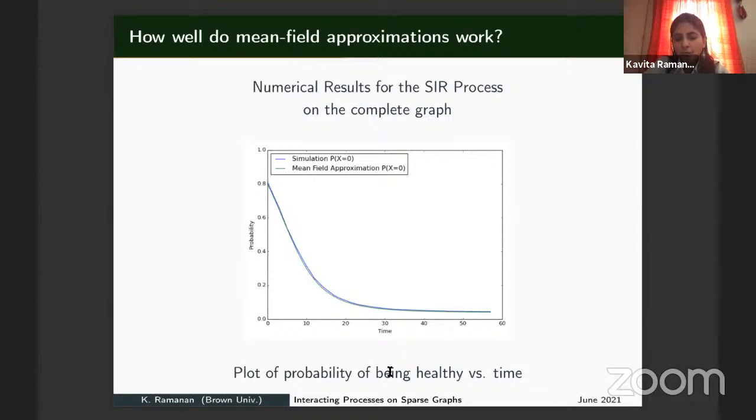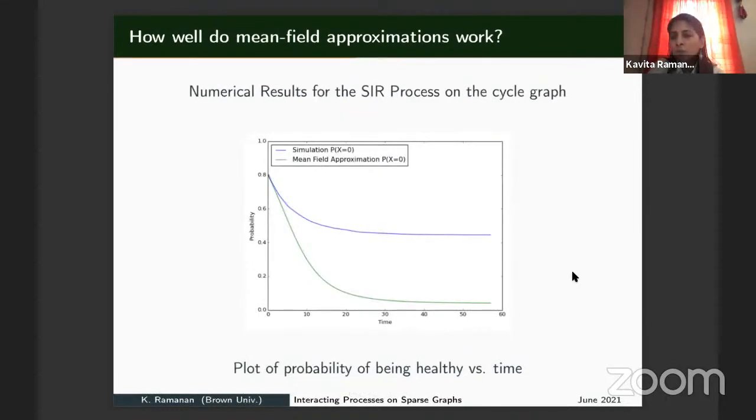In the plot of probability of being healthy versus time, you can't even see the difference between the mean field and the green, right? And this is not a very large graph. I think it was like 20 or maybe 30 nodes. So it does really well on the complete graph, as expected. But we have a limit theorem. We can also have quantitative limit theorems, and there are some really nice new results on those things as well. But now, how do they work on other graphs?